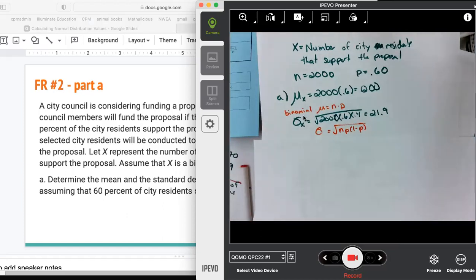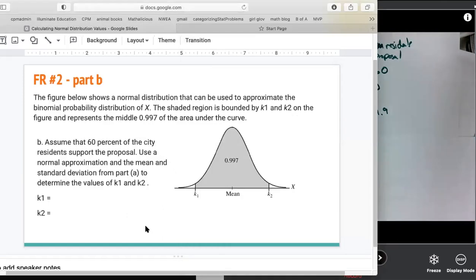So now let's look at the next part of the problem. They have a normal distribution. n times p was 1,200, which is greater than 10, and n times 1 minus p would be 800, that complement, which is also greater than 10. So we can use a normal approximation to the binomial. They now have this shaded curve with 0.997 in the middle. We assume that the 60% is the mean, so that mean is going to be 1,200 in the middle of our curve, and we want to use a normal approximation with the mean and standard deviation to determine the values. So that 0.997 is an area.